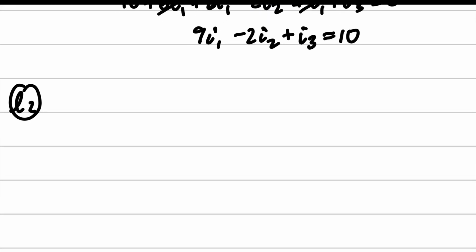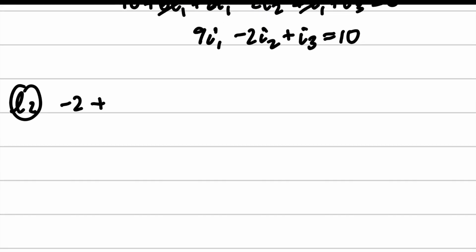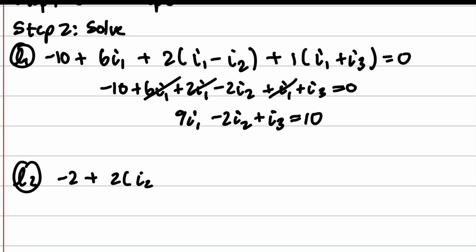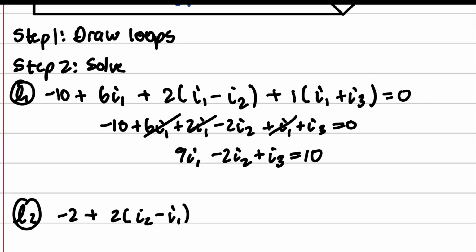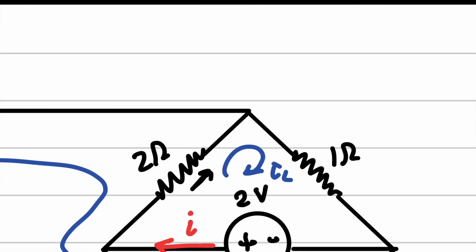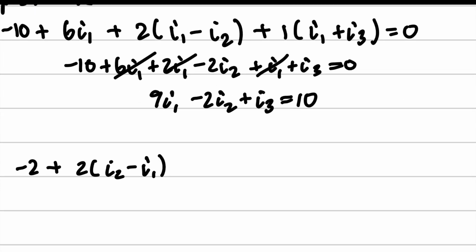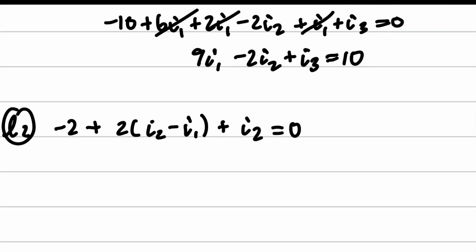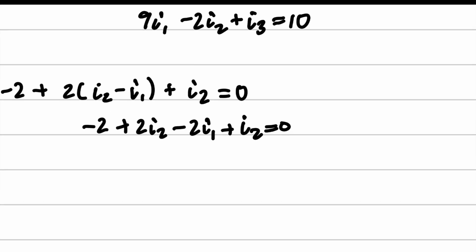So negative 2 plus 2 ohms, 2 times I2 minus I1, because remember, they are opposing each other. We're this time going in from the I2 direction, plus I2, because 1 times I2 is just I2, equals 0. Now we're going to simplify, and we get negative 2 I1 plus 3I2 equals 2.